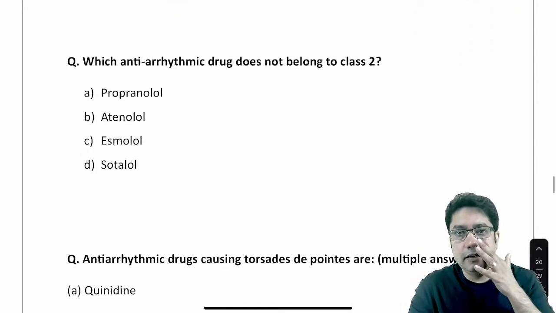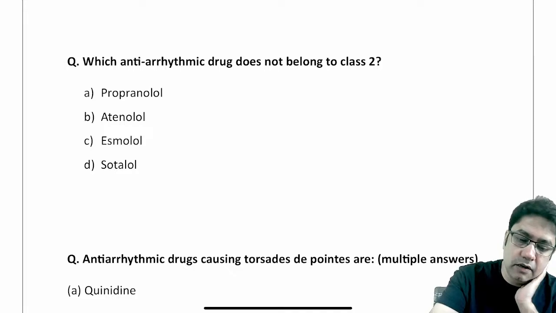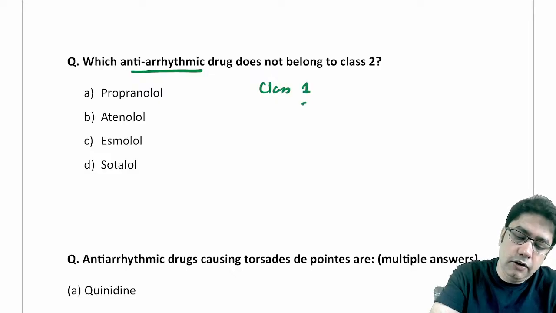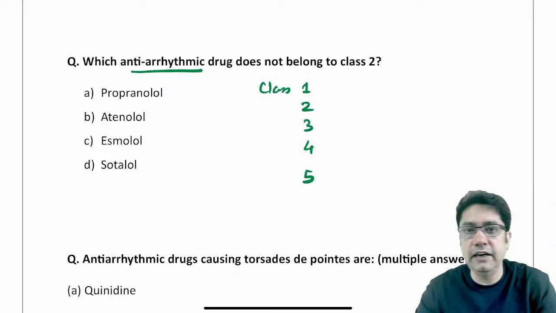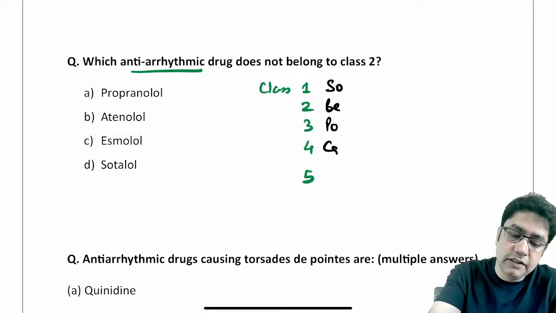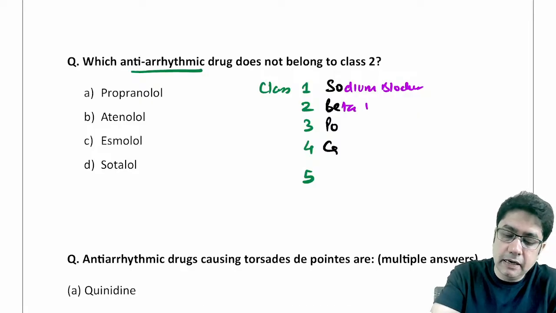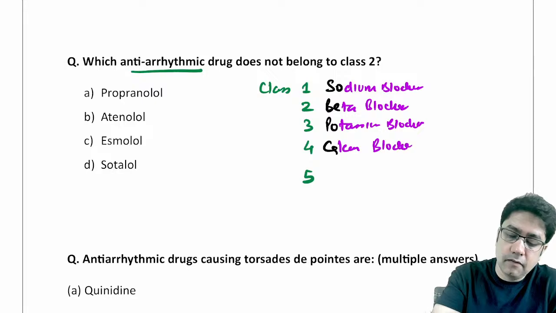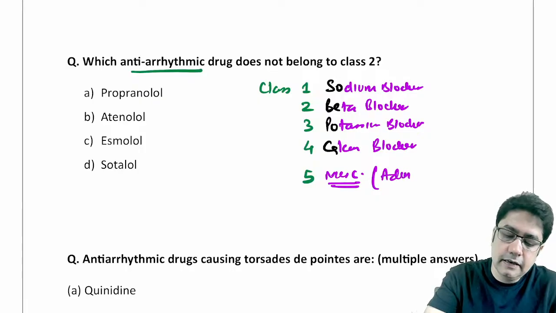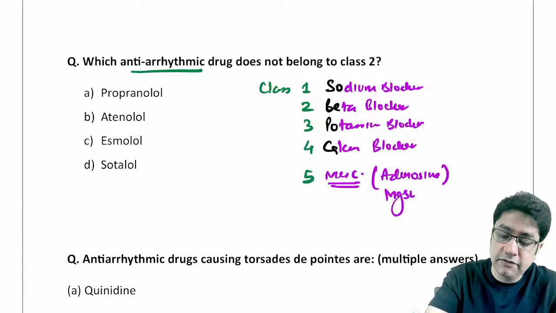Okay. So which antiarrhythmic drug does not belong to class 2, beta blocker? So remember, antiarrhythmic drug classification you have to remember. So we have class 1, 2, 3, 4, 5. 5 classes of antiarrhythmic drug. Mnemonic is Sobi-Poca. So first is sodium channel blocker. Second we have is beta blocker. Third we have is potassium channel blocker. Then we have is calcium channel blocker. And all miscellaneous drugs like adenosine, magnesium sulfate, they come under which class? Adenosine, magnesium sulfate, they come under class 5.